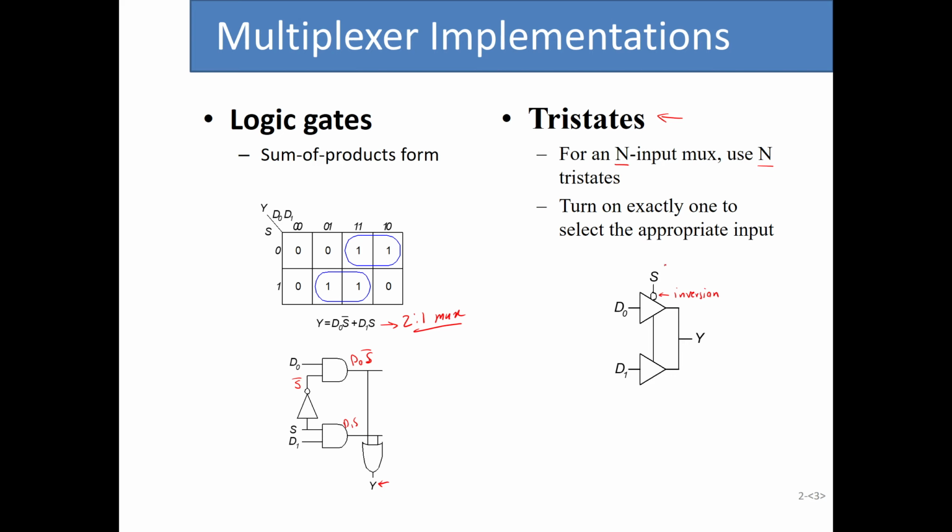Of course, we need to control the select input and connect the proper select input to each one of them individually. But the implementation would be simpler than implementing using logic gates, or going through the Karnaugh map, coming up with the Boolean equation, and finally doing the implementation using logic gates.